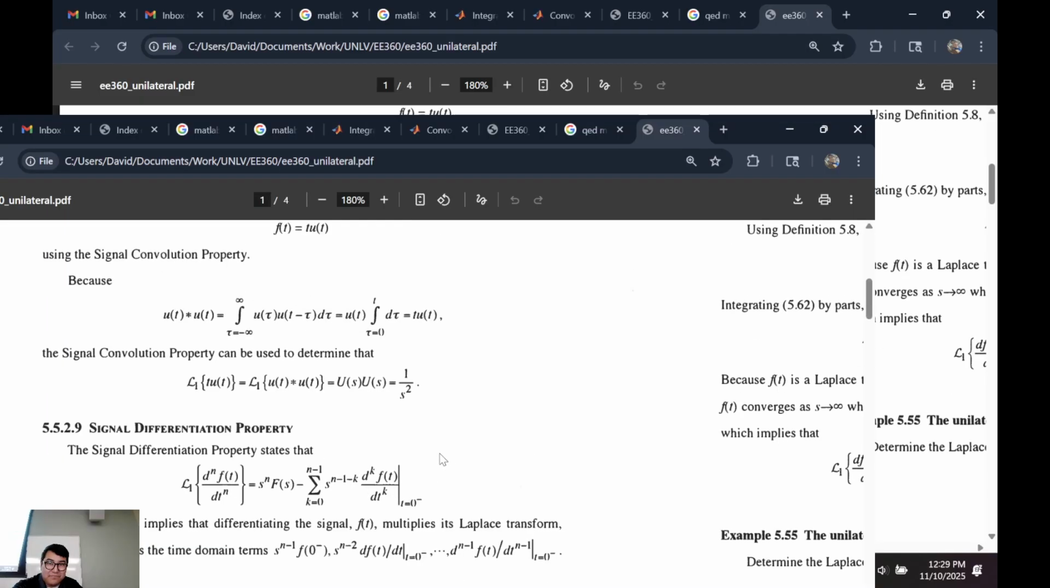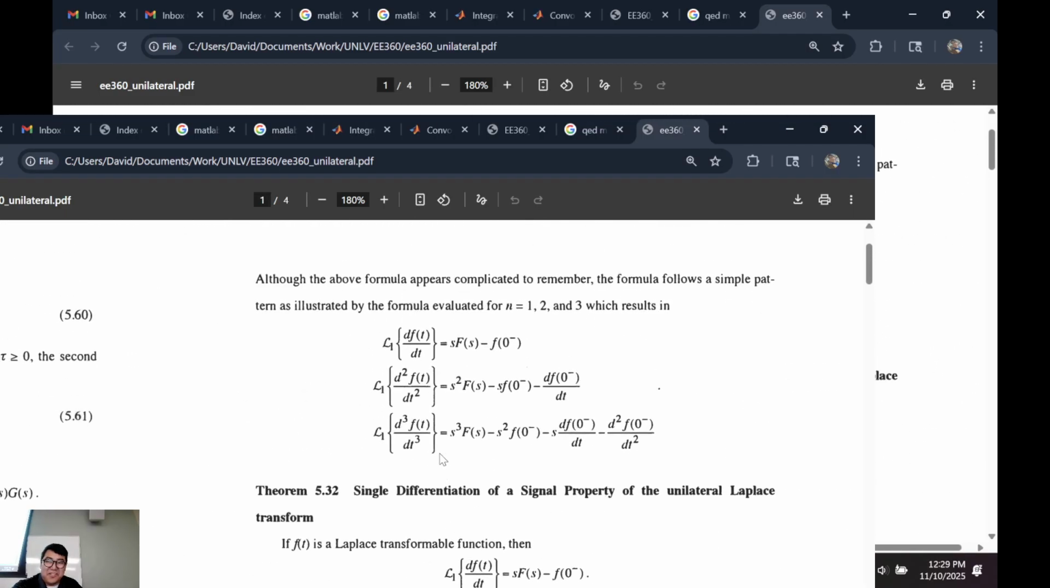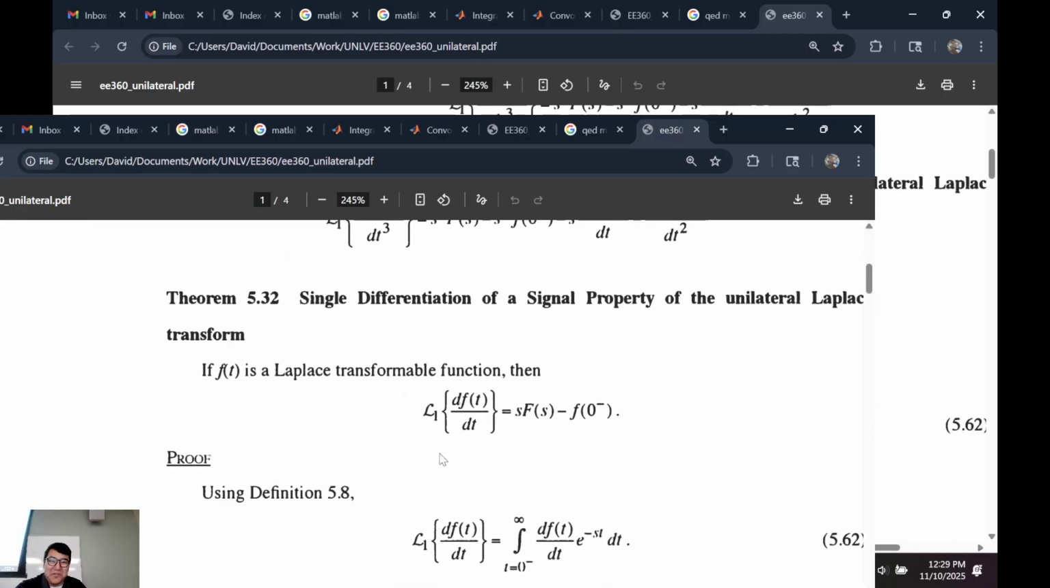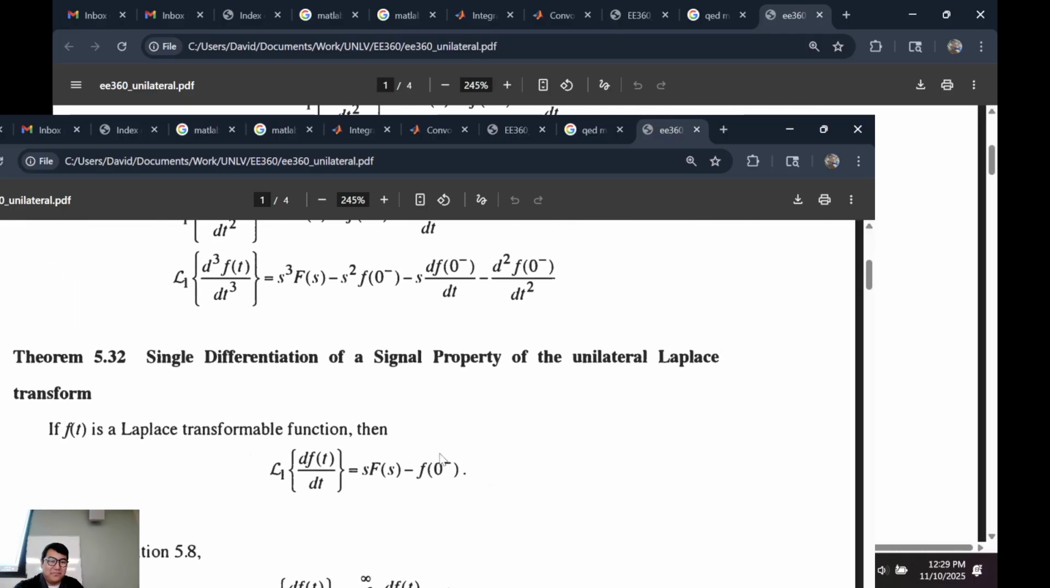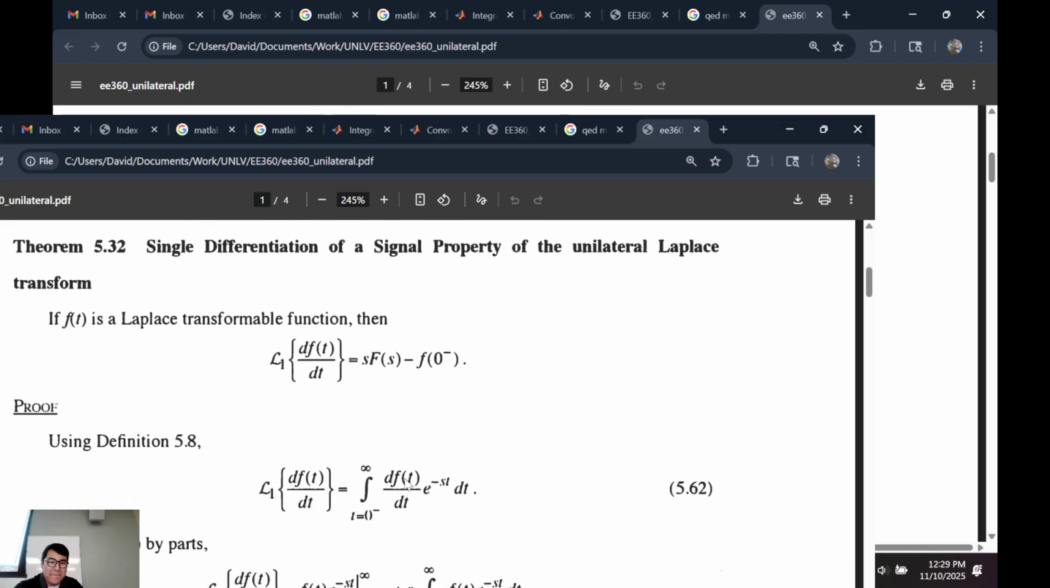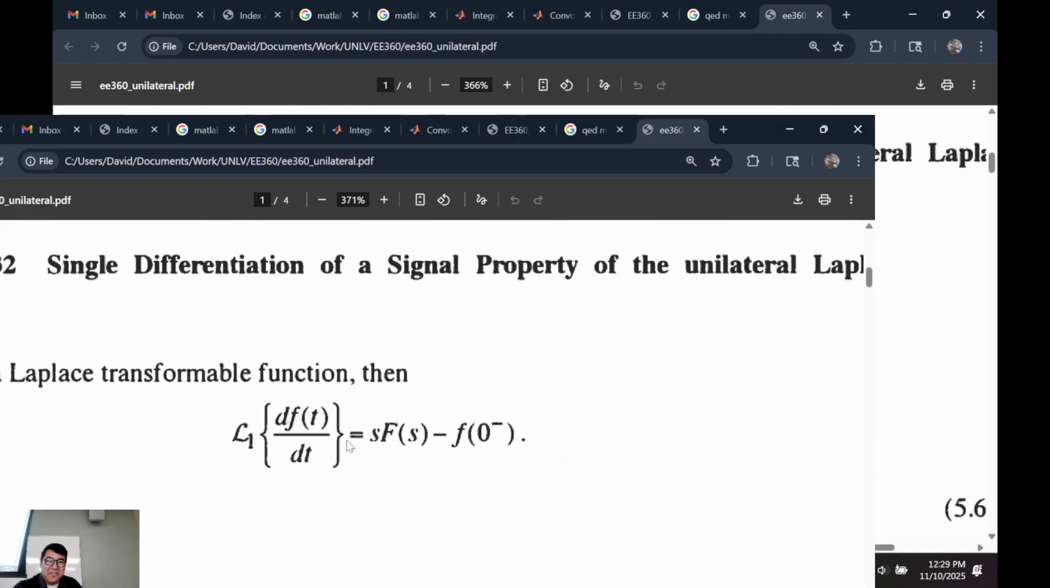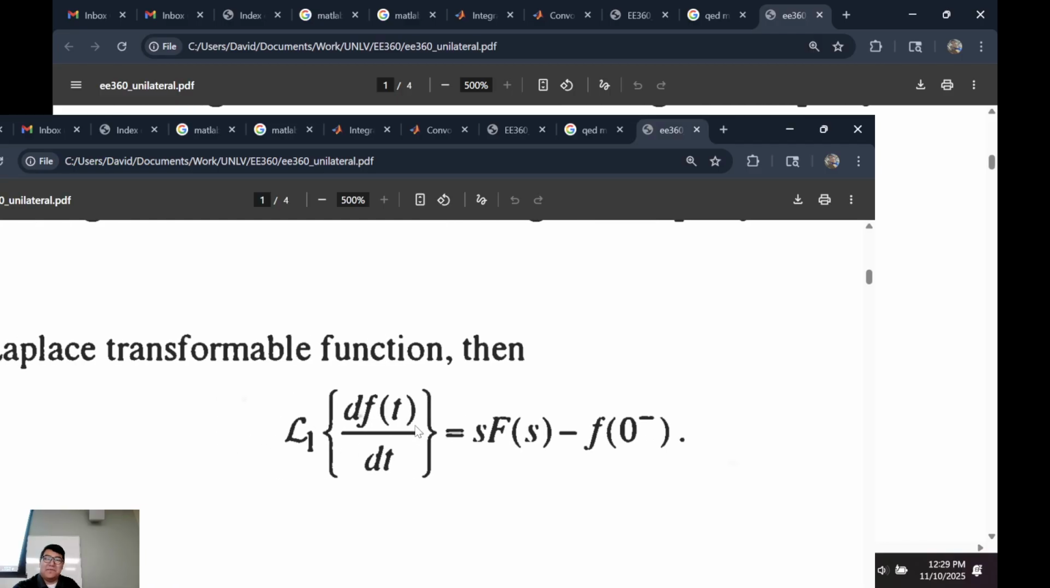Let's see. Okay, this is important, y'all. Remember this first half right here: the derivative of some function y of t gives you s times Y of s, correct? Well, there's a thing called an initial condition that just pops up.